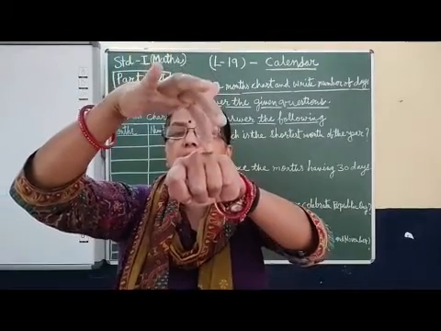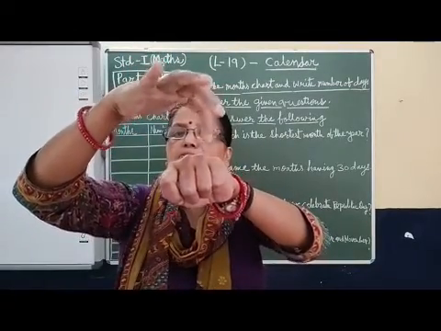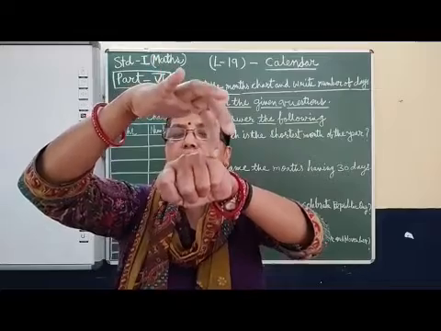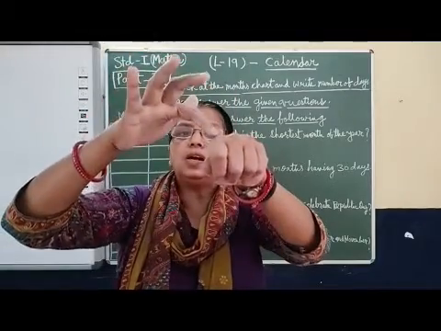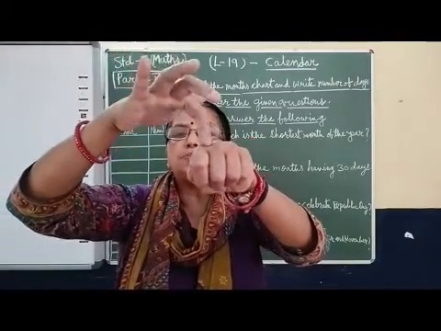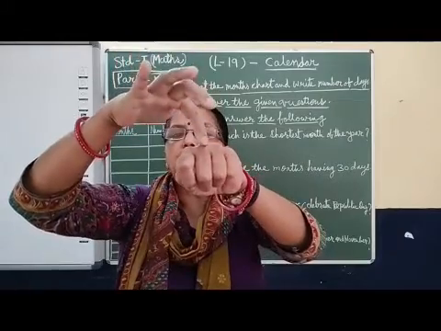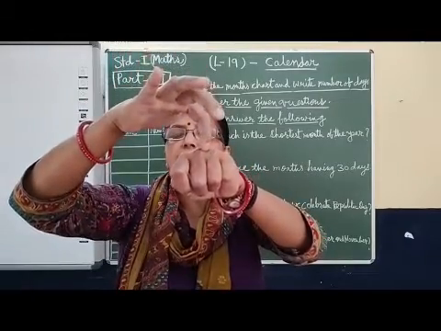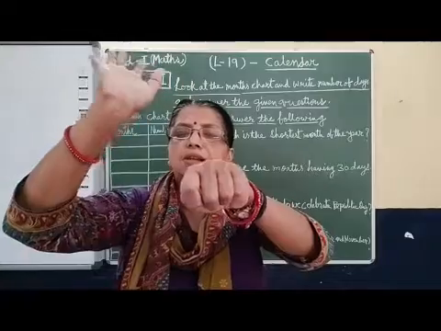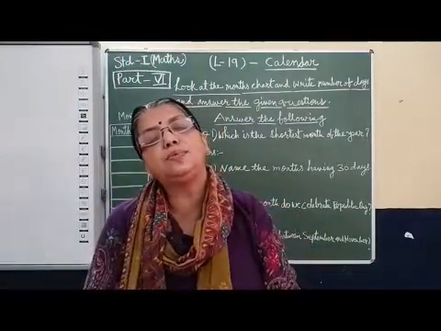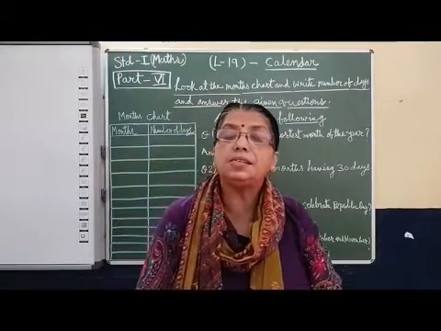Then May, again 31. June, 30 days. July, 31 days. August, 31 days. September, 30 days. October, 31 days. November, 30 days. And December is 31 days. This way we have to find out the number of days in each month.